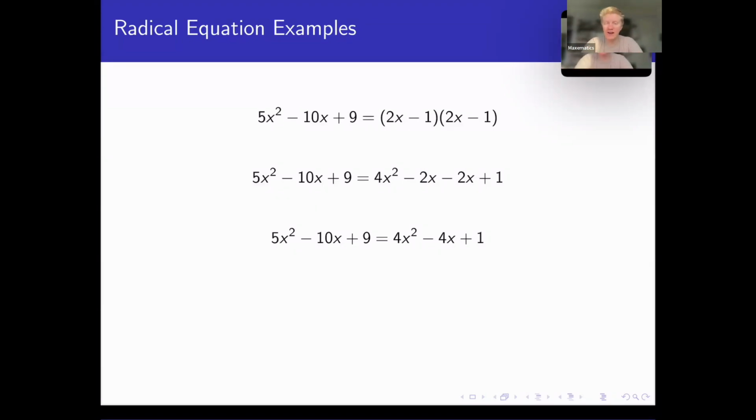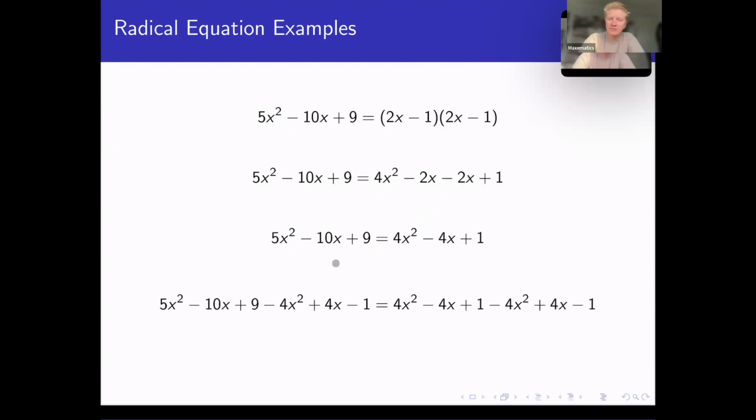Lots of adding and subtracting on both sides. Let's subtract 4x on both sides. Add 4x. Subtract 1. All right. 5x squared minus 4x, 1x squared. Negative 10x plus 4x, negative 6x. 9 minus 1 is 8. Oh, that actually worked out pretty nicely.